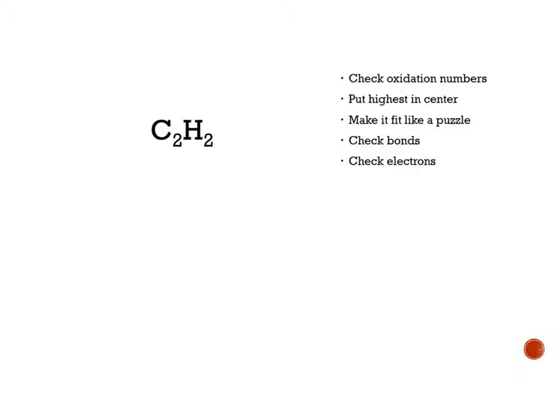Okay, so for this one, carbon has an oxidation number of 4, hydrogen is 1. So our carbons are going to go in the middle. Remember, if there are multiple, we're going to put them together in the middle, right? And then we'll space out our hydrogens around it. For this one, I only have 2 hydrogens, so I'm going to put 1 on each side.